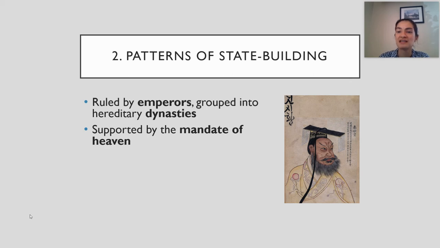And so often at the end of a dynasty or at the end of an emperor's reign in China, you'll start to see things like floods or famines be interpreted by the general public as a sign that the emperor has lost the mandate of heaven.